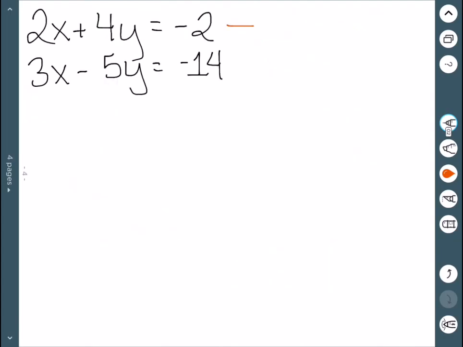Our next system, once again, we can see that nothing cancels naturally, so we're going to have to multiply through by something. I'm going to try to cancel the y's because, once again, I like it when something is already positive and negative. In this case, we can't multiply just one equation because 4 times a nice whole number is not equal to 5, and 5 times a nice whole number is not equal to 4. We could try multiplying through by a fraction, but that's not very helpful. I'm going to multiply the first equation by 5 to get 10x plus 20y equal to negative 10.